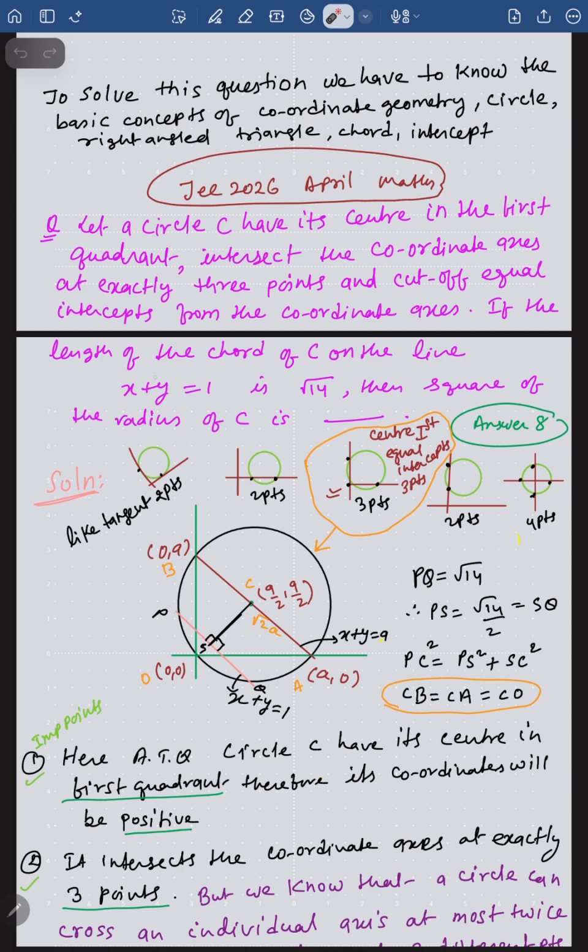Now there is one more line. It says that the length of the chord of circle C on the line x plus y equal to 1 is root under 14. Means there is another line whose equation is x plus y equal to 1, making intercept 1 on both the axes, and the line so formed makes a chord of length root under 14. This is the meaning of this line. Then you have to find out the square of the radius of circle C. Actually we have to find the radius, then do the square. Okay, so let us see.